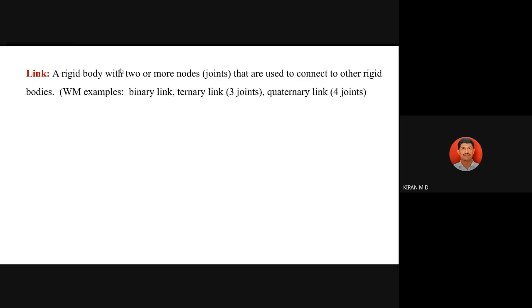Okay, a rigid body with two or more nodes or joints that are used to connect to other bodies to transmit the motion. Why are we going to call this a rigid body? Because when it is transferring the motion, we are going to consider there is no deformation of the component, because here we are studying only motion, velocity, or acceleration.